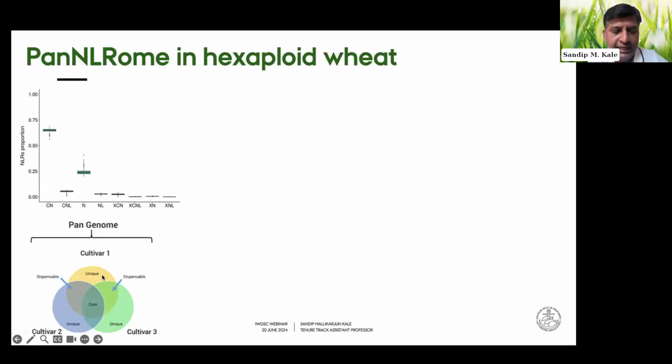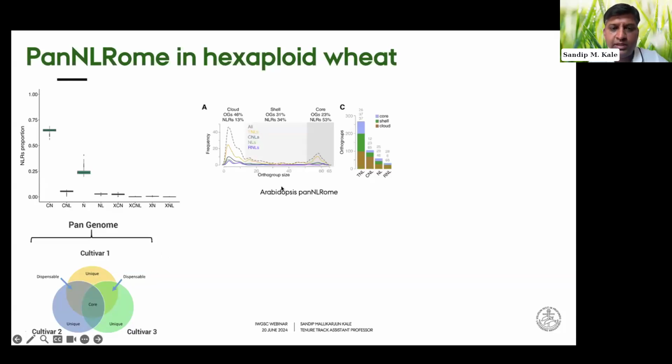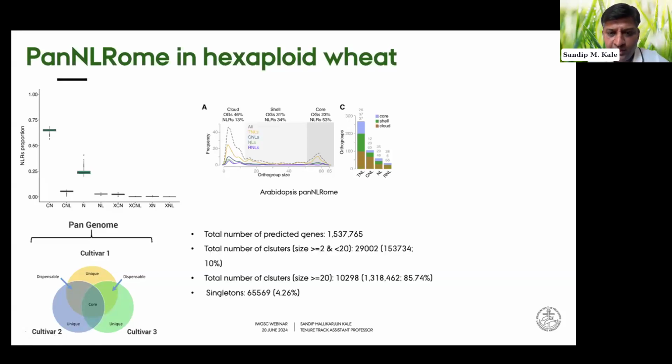And based on the pan-genome analysis, we know that in each species there is a region which is shared in all the accessions of the species. That's called the core region. But each species also has individual, unique, or dispensable regions. A few years back, an attempt was carried out to generate a pan-NLRome using the same pan-genome concept to identify core NBS-LRRs and cloud NBS-LRRs, which are specific to each accession. We also attempted to develop a pan-NLRome in wheat.